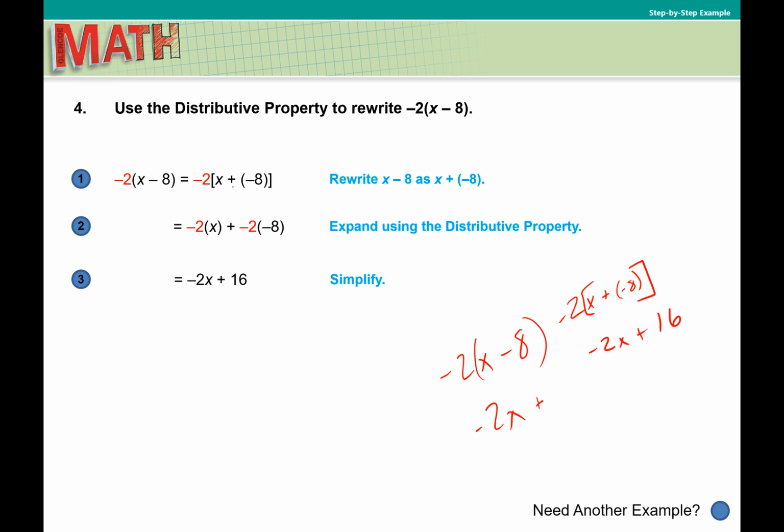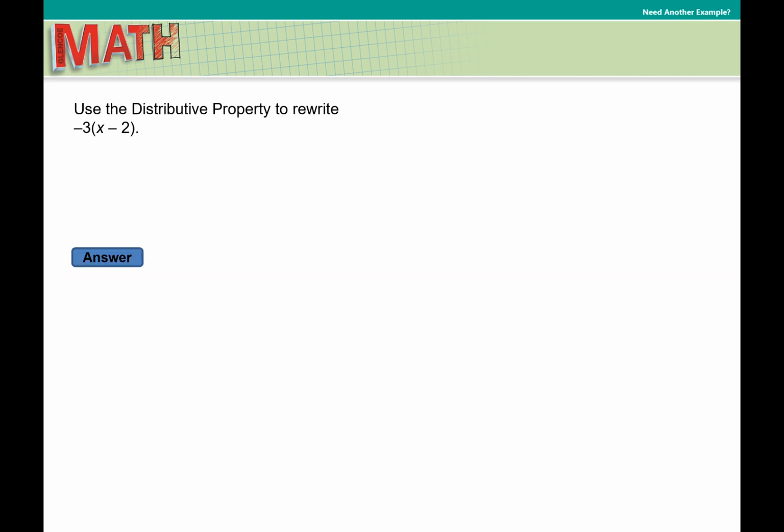Okay, so depending on what you have inside those parentheses, it's always going to be helpful to switch that into an addition problem if it's a subtraction problem on the inside of the parentheses. Go ahead and work your way through this one and check your answer when you're done. You should have gotten negative 3x plus 6. Negative 3x plus 6.